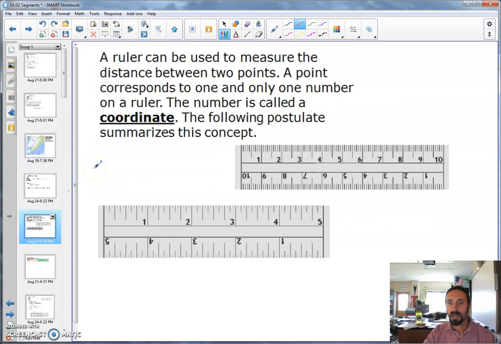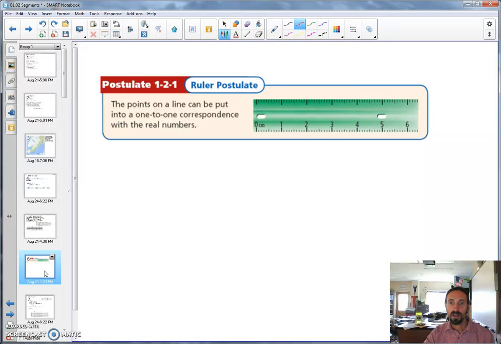So a ruler, you're all familiar with rulers, but we need to just define something to make it clear. It's used to measure distances between points, and each of these points is assigned a coordinate. The following postulate is in your book, and talks about rulers. The points on a line can be put into a one-to-one correspondence with real numbers. That means we can physically measure something. We can take a tool and measure something and give someone else the same tool, and they'll come up with the same measurement. Please put this postulate in the postulate section of your notes.